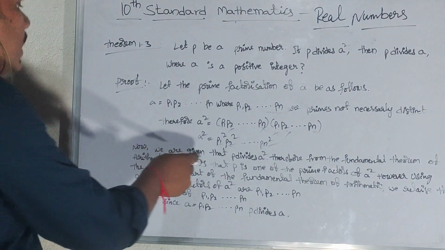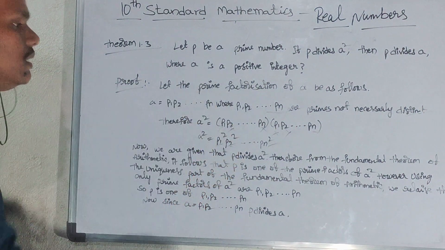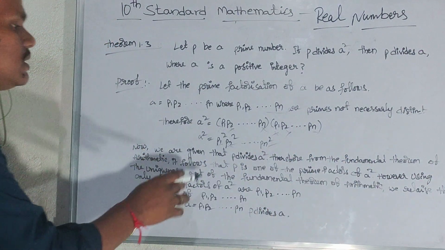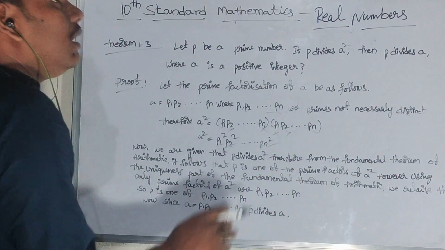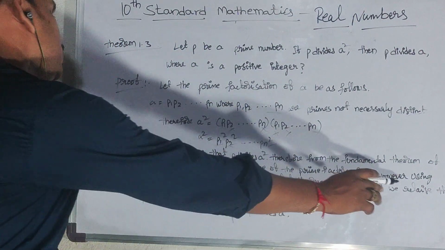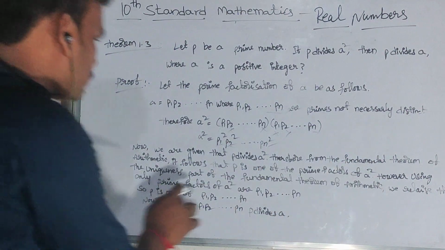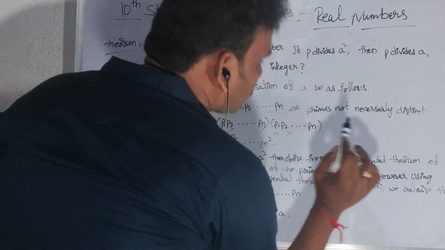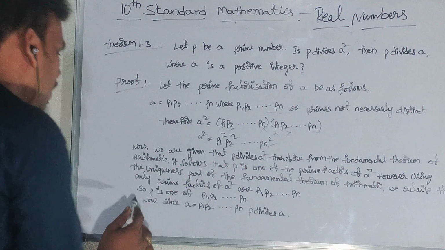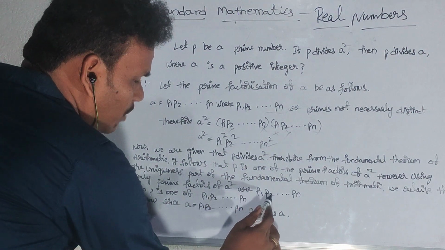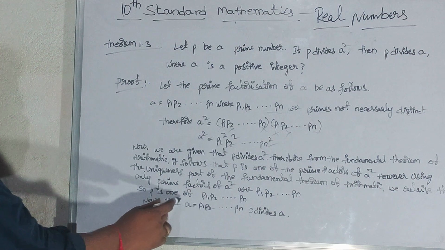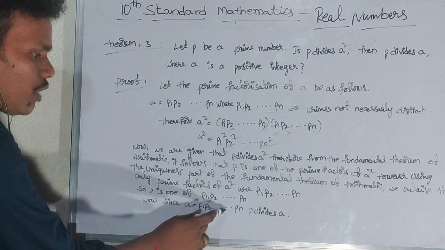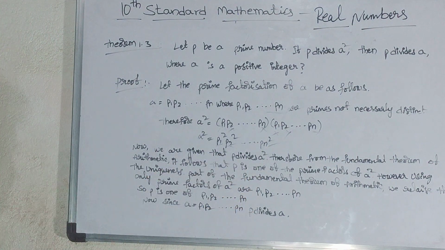Now we are given that P divides A square. Therefore, from the fundamental theorem of arithmetic, it follows that P is one of the prime factors of A square. However, using the uniqueness part of the fundamental theorem of arithmetic, we realize that the only prime factors of A square are P1, P2 up to Pn. So P is one of P1, P2 up to Pn. Now since A equals P1 P2 up to Pn, P divides A. Theorem is concluded. Next theorem.